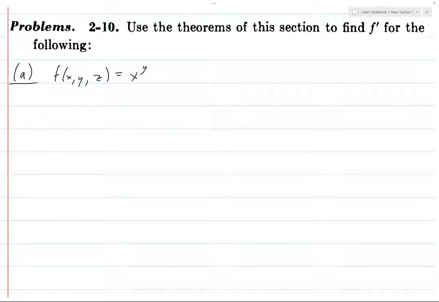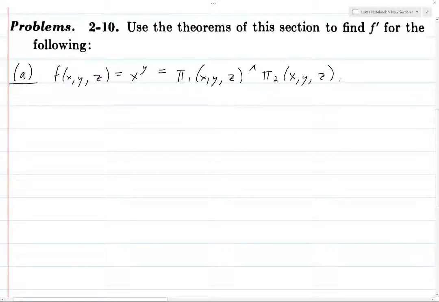So whenever we see x, we think of that as pi 1 of x, y, z. So really this is pi 1 of x, y, z being raised to the power of pi 2 of x, y, z. Moving forward, I'm not going to write x, y, z every single time, or x, y if it's in two variables. I'll just write pi 1 to the power of pi 2, and anytime I write pi 1, it's implied that I mean pi 1 of x, y, z, or whatever it is.